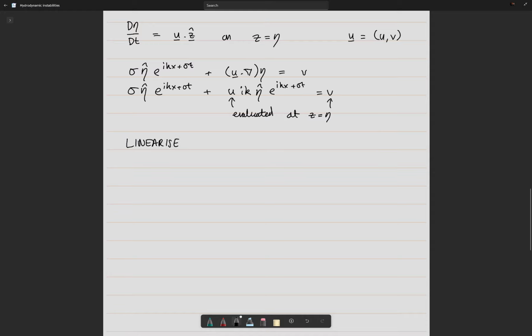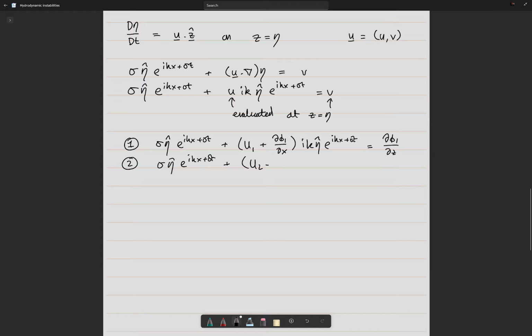But we're carrying out a linear stability analysis, so we want to linearize this. We'll come back to what that means in a second, but let's just substitute in for u and v in the two regimes. So in 1, we have sigma eta hat e to the ikx plus sigma t plus u1 plus d phi 1 by dx, times ik eta hat e to the ikx plus sigma t, is equal to d phi 1 by dz, again at z equals eta, and we also have in 2 this expression. Just the same thing, everything replaced with a 2. It seems a bit tedious to write it out, really.